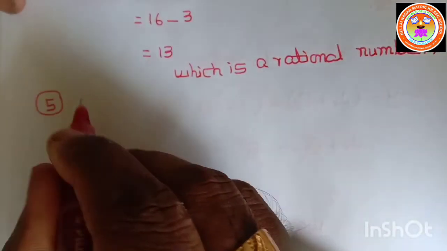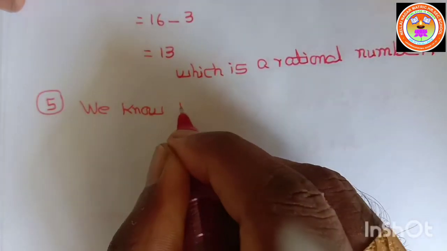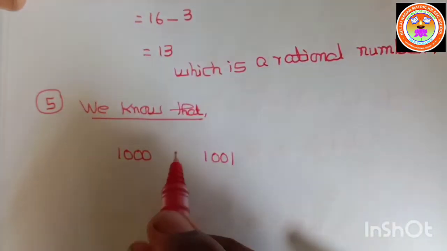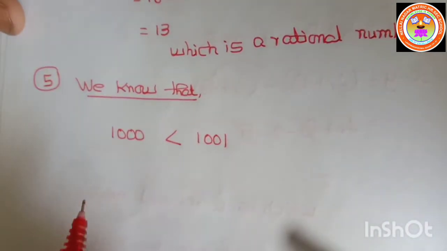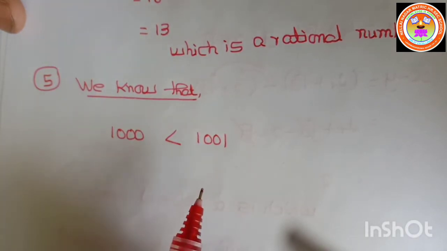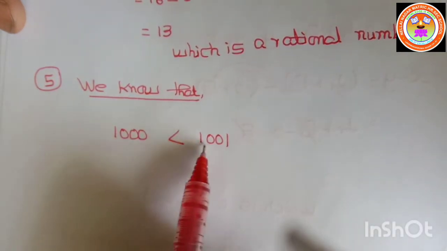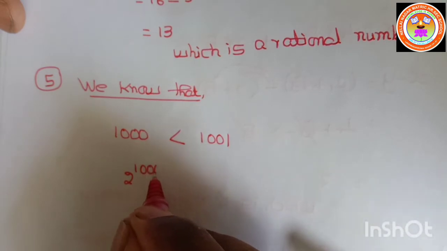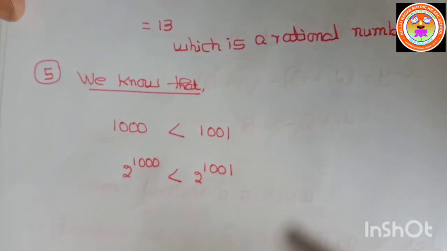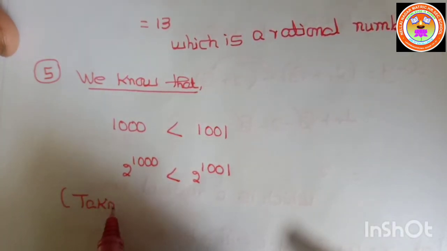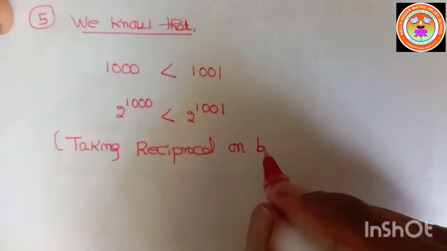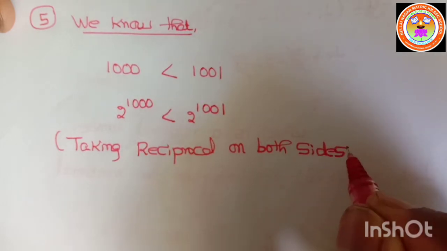Question number 5. We know that comparing 1000 and 1001, 1001 is greater. So this is the greater term. The given question: find the positive number smaller than 1 by 2 power 1000. Raising power 2 on both sides, 2 power 1000 is less than 2 power 1001. The given question is 1 by, so taking reciprocal on both sides.